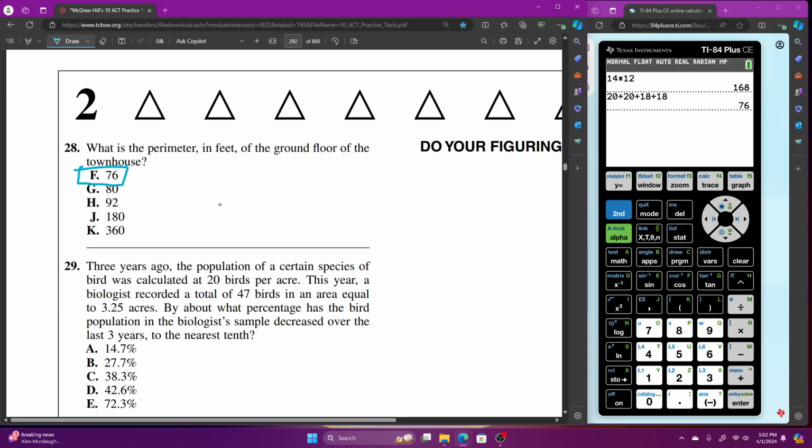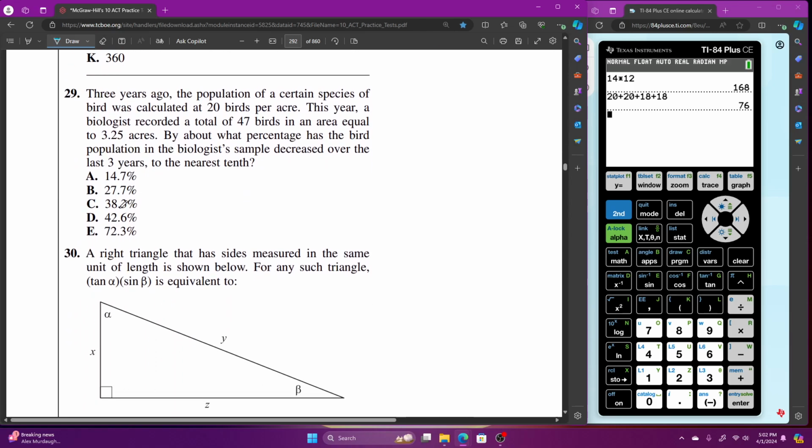And then I've got 2 more questions for this video, and then I'm going to take a little break. Question number 29 says, 3 years ago, the population of a certain species of bird was calculated at 20 birds per acre. This year, a biologist recorded a total of 47 birds in an area equal to 3 2/25 acres. By about what percentage has the bird population in the biologist's sample decreased over the last 3 years to the nearest tenth?